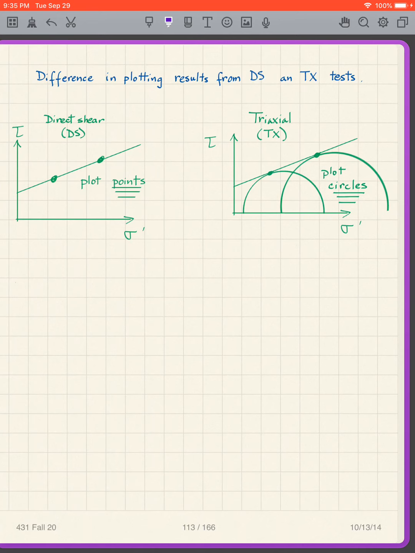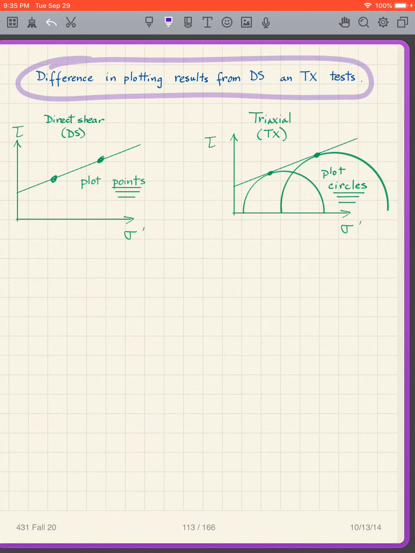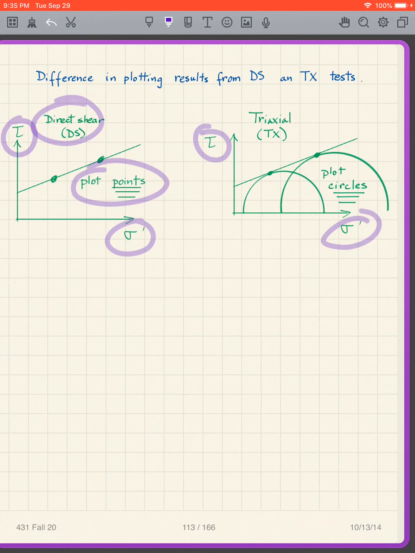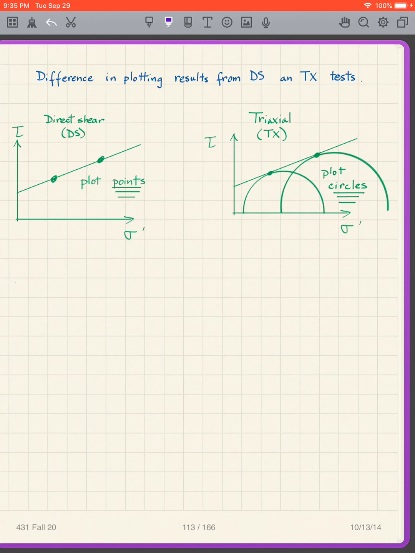And just let me say the difference, what you need to remember here. So they're very similar. They're almost identical. So we've done this twice now, but the difference in plotting the results from the direct shear test and the triaxial test is that for the direct shear test, we plot points. Same axes, sigma prime tau. But in the direct shear test, we just plot points and we draw a line through the points. That is a little bit easier. For the triaxial test, I have to plot the circles. A little bit more complicated, and I draw my line that's tangent to the two circles.